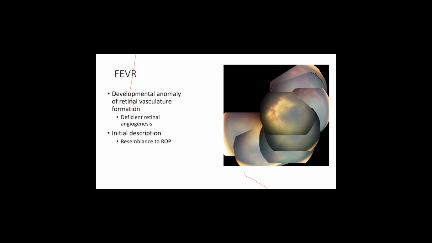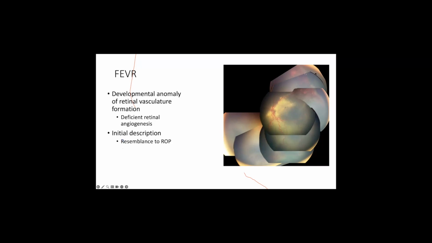One of the conditions I'm interested in as well is FEVR, familial exudative vitreoretinopathy. And basically, this is a developmental anomaly of retinal vasculature. Initial descriptions gave it an amazing resemblance to ROP.